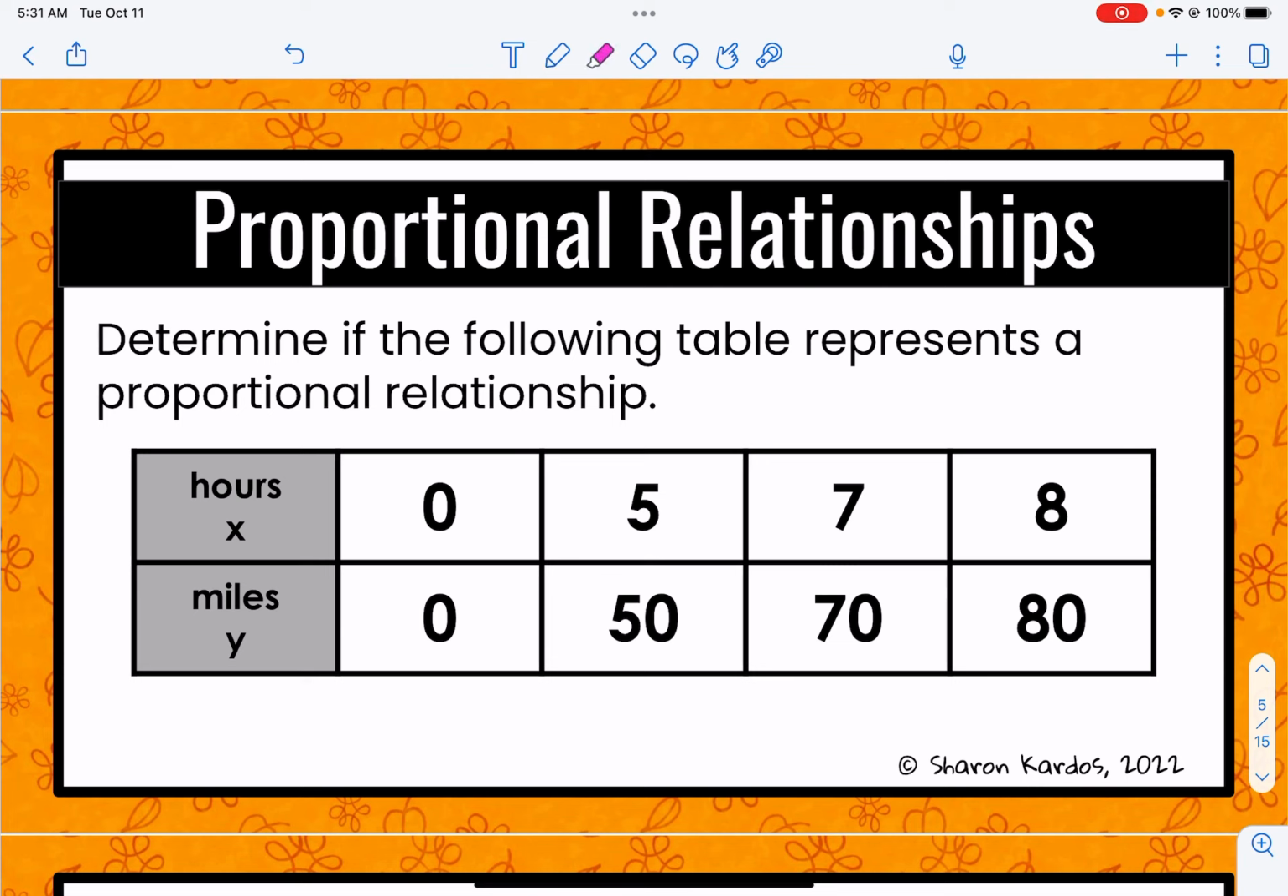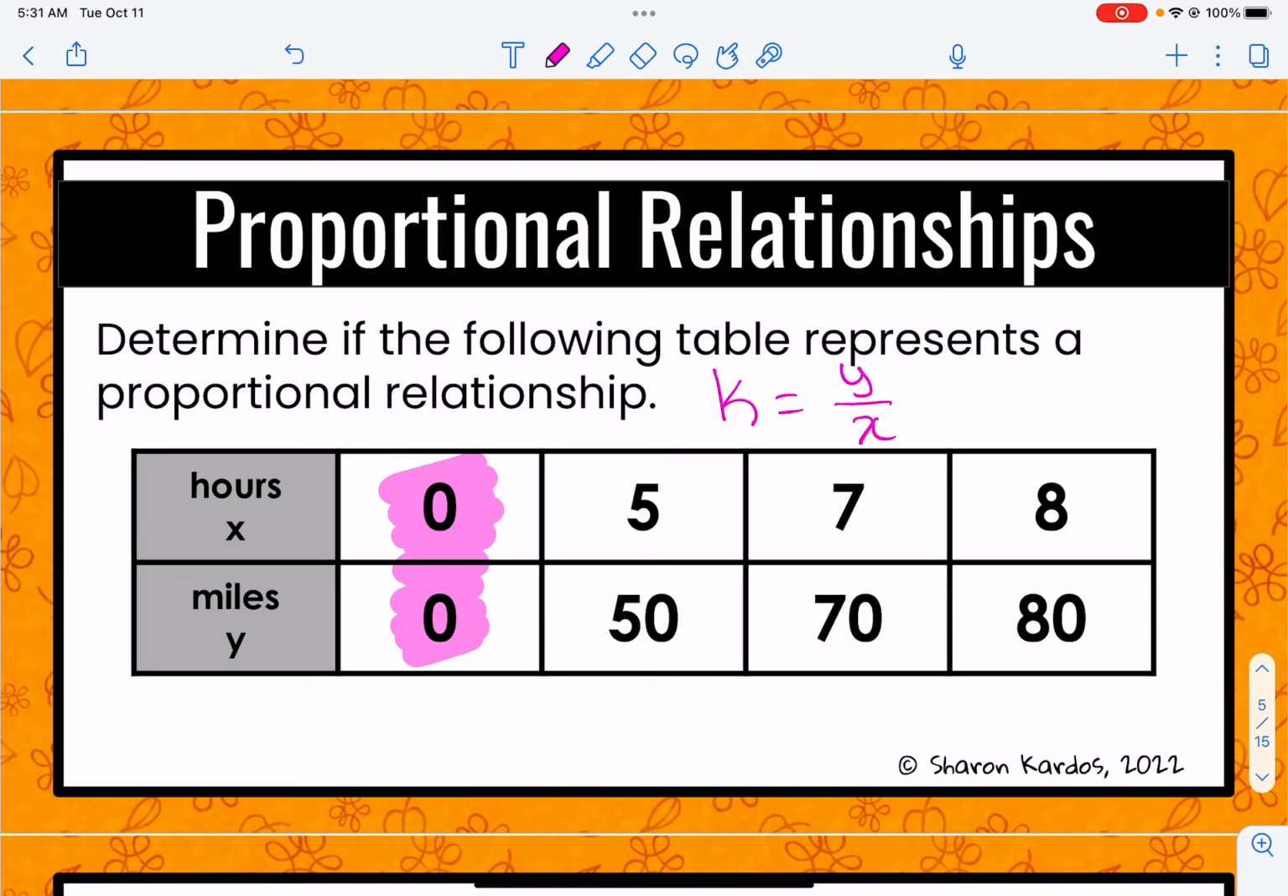Well, the first thing I'm going to look at is the origin piece. Does it go through the origin? And in this case, yes, it does. So that criteria is met. So now I have to test for the second criteria, which would be that it's changing at a constant rate. And in order to do that, I'm going to divide the y divided by the x. So when we're looking for our constant of proportionality, we're dividing the y divided by the x.